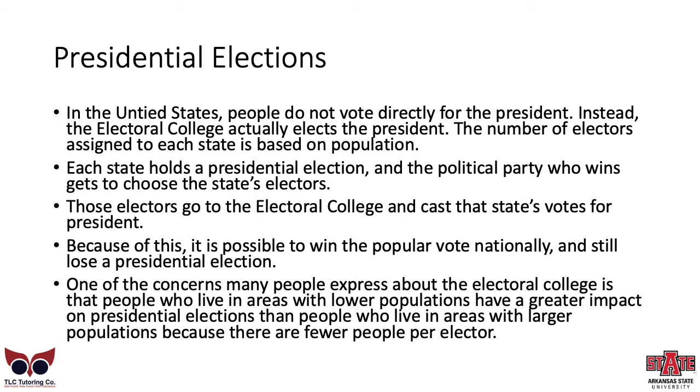In the United States, people do not vote directly for the president. Instead, the Electoral College actually elects the president. The number of electors assigned to each state is based on population. Each state holds a presidential election, and the political party who wins gets to choose the state's electors. Those electors go to the Electoral College and cast the state's votes for president. Because of this, it is possible to win the popular vote nationally and still lose a presidential election.